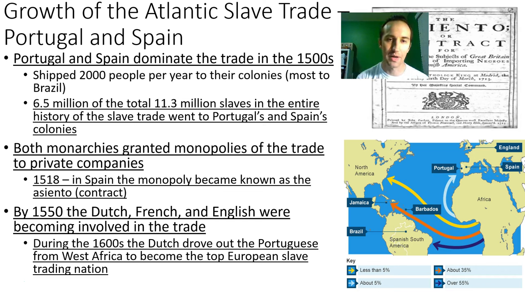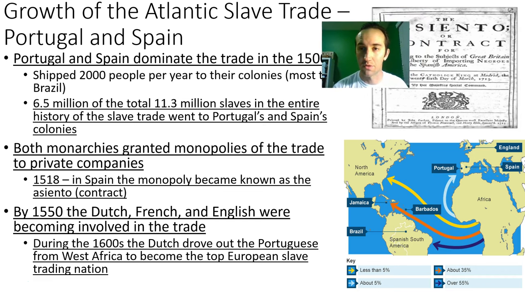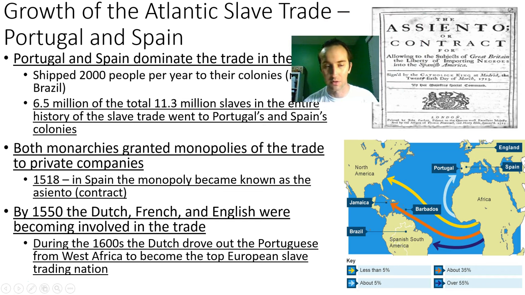Both monarchies would grant monopolies of the trade to private companies. So this is just a couple companies really dominating the trade. And in 1518 in Spain, we start to see a monopoly, and this becomes known as the asiento, or contract, where one company gets to have complete control over the slave trade, over the ships and the lanes to get there.